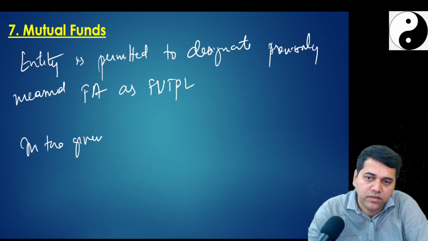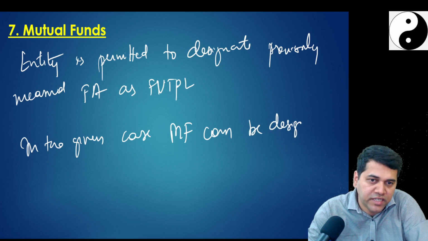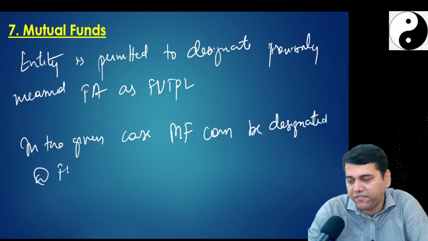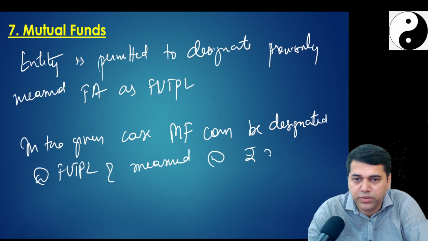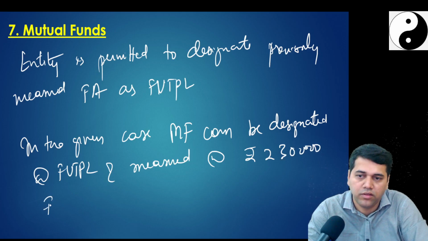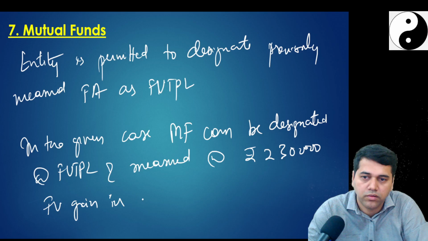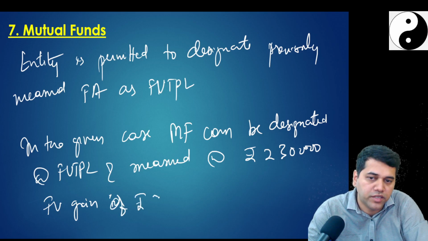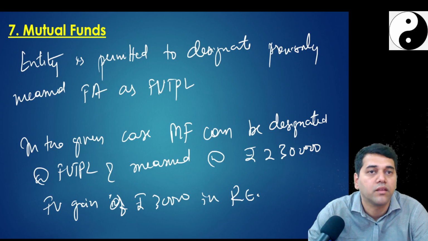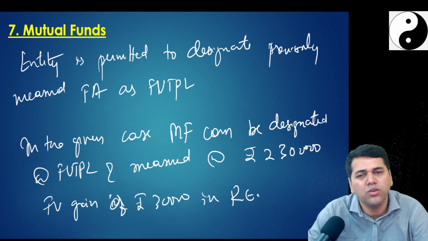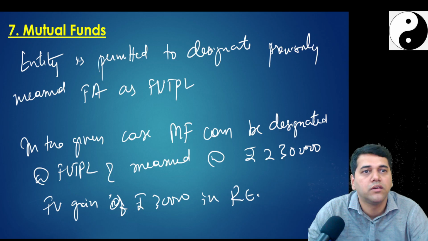In the given case, mutual fund can be designated at FVTPL and measured at rupees 2,30,000, with rupees 30,000 in retained earnings. Yes, tell me what is your doubt? See, mutual funds are generally what you are holding. What is your business model? Hold to sell, no?